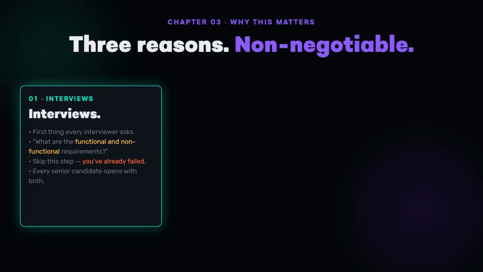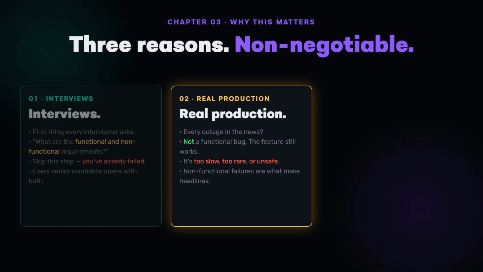Reason 2: real production systems. Every outage you have ever heard about, every angry tweet about slow loading times, none of those are functional bugs. The feature still works. It just doesn't work fast enough or often enough or safely enough. Non-functional failures are what make the news.